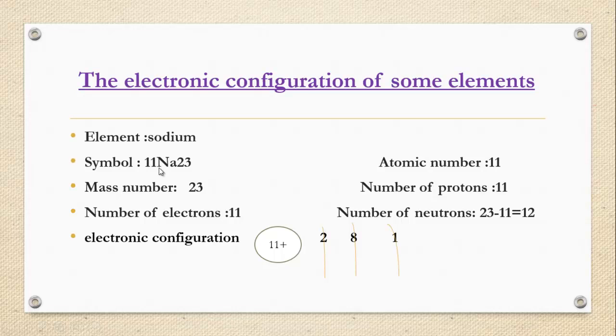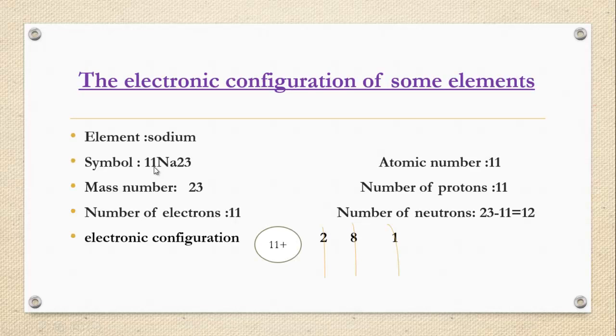So, sodium has the symbol Na. The number of protons equals 11. The mass number equals 23. The atomic number equals 11. The number of electrons equals 11. Why? Because the atom is neutral. Neutral means the number of positive charges should be equal to the number of negative charges. So we have 11 positive charges and 11 negative charges. Okay, this number is called the atomic number.